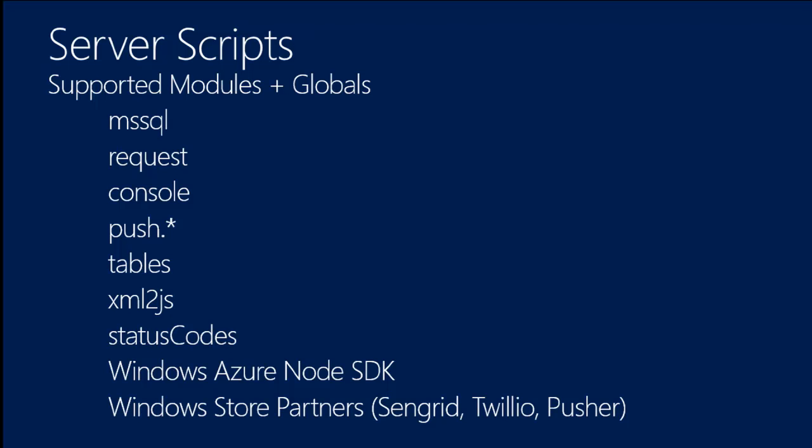But MySQL allows you to execute SQL. The request object allows you to execute HTTP. So if you want to actually call out to some third-party service as part of your business process, perhaps to submit an order to a wholesaler or something like that, you've got access to HTTP within the server-side script. We've got a console object for diagnostics, push.star. That's a namespace we'll see today.